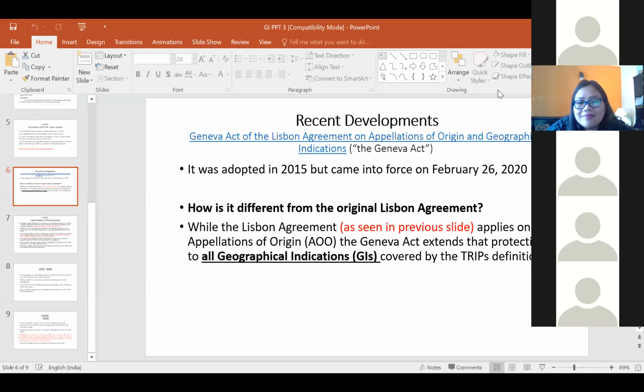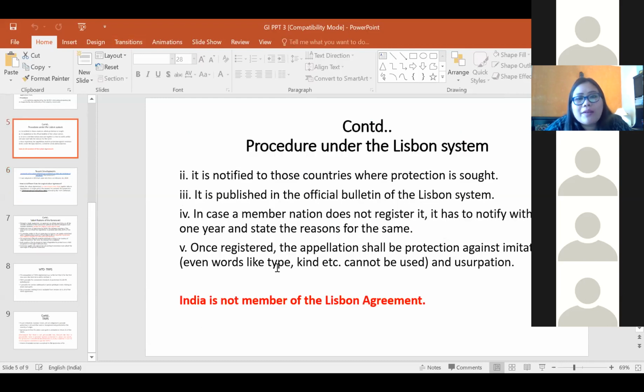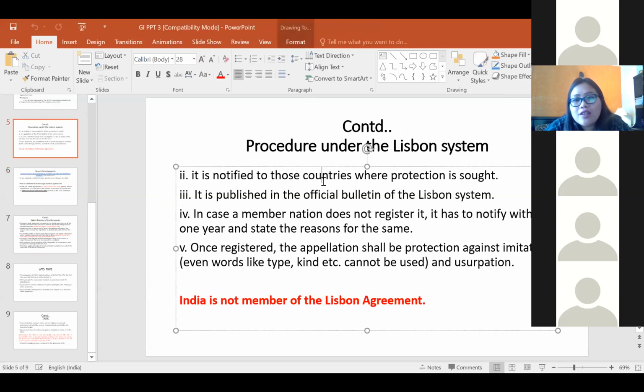Is there any reason behind India not signing this Lisbon Agreement? There are two reasons you can say. Number one is GI law itself is very controversial, right? And this agreement, as I told you, has a disadvantage. This agreement just pertains to appellation of origin. It does not include all kinds of geographical indications. Our legislation does not pertain just to appellation of origin. Our GI Act pertains to geographical indications, which may include both geographical indications and indications of source.